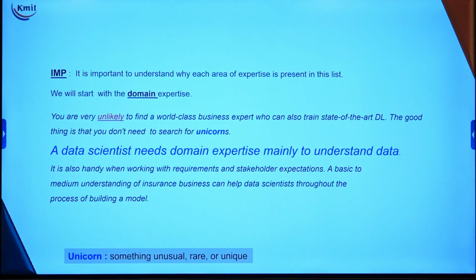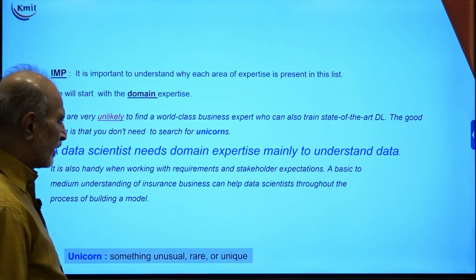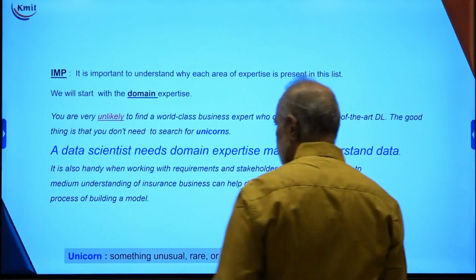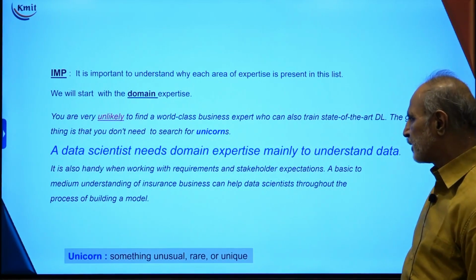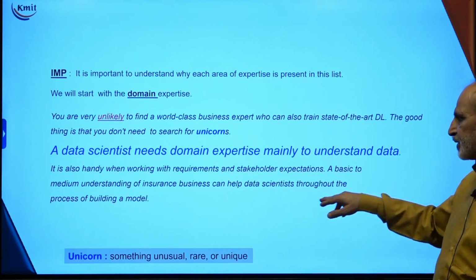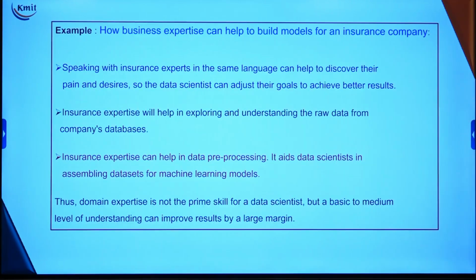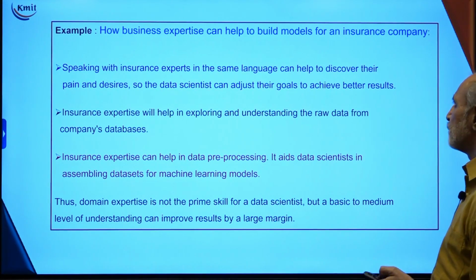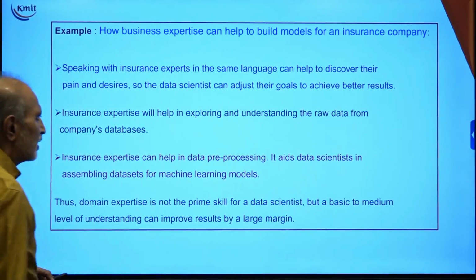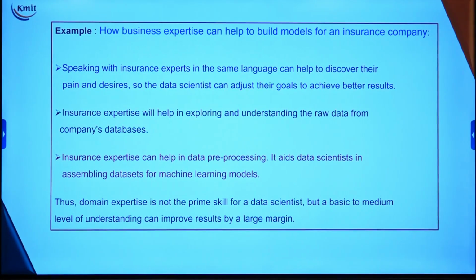A data scientist needs domain expertise mainly to understand the data. If I am a computer science person and I become a data scientist and I want to know about healthcare, I am not a professionally qualified healthcare person. Okay. So, it is also handy when working with the requirements and stakeholder expectations. A basic to medium understanding of the insurance business can help the data scientist throughout the building of a program. How can business expertise help the model or the insurance company? Speaking with an insurance expert in the same language can help to discover their pain points and desires. So, the data scientist will be able to adjust his goal to achieve a better result.